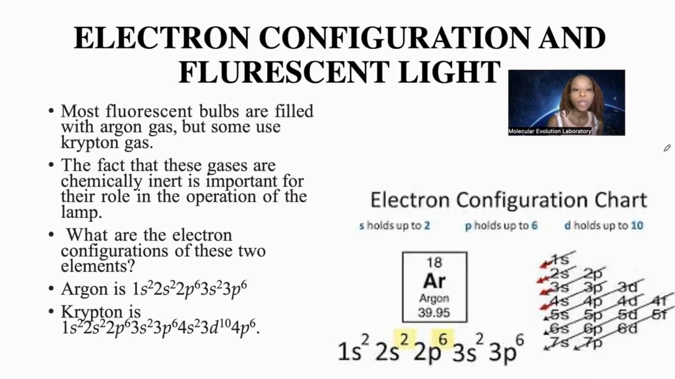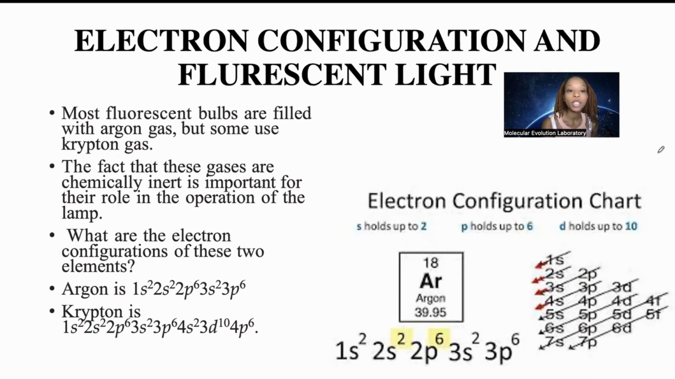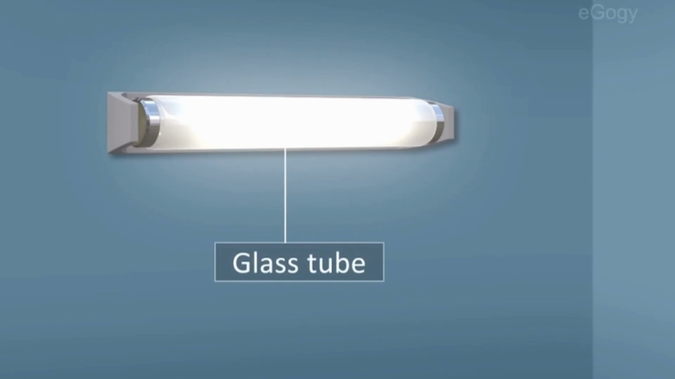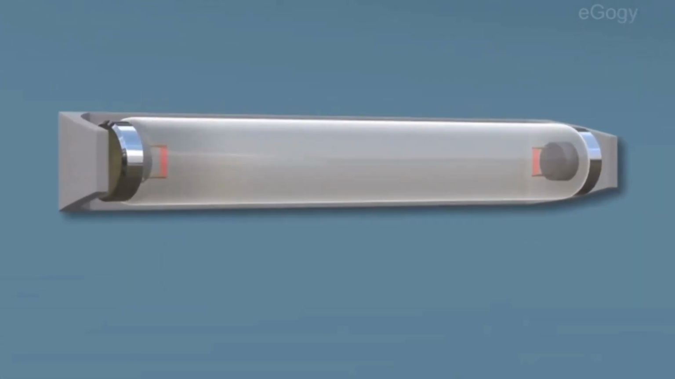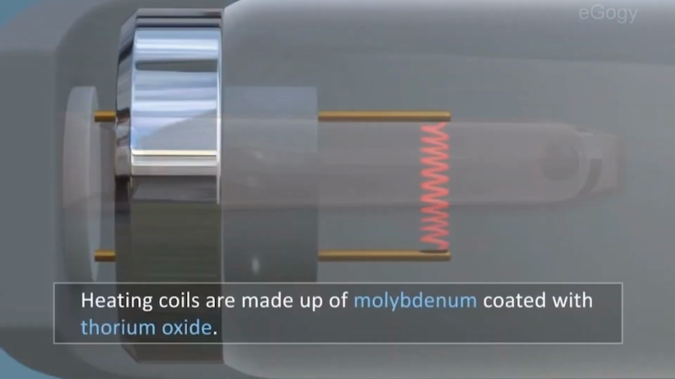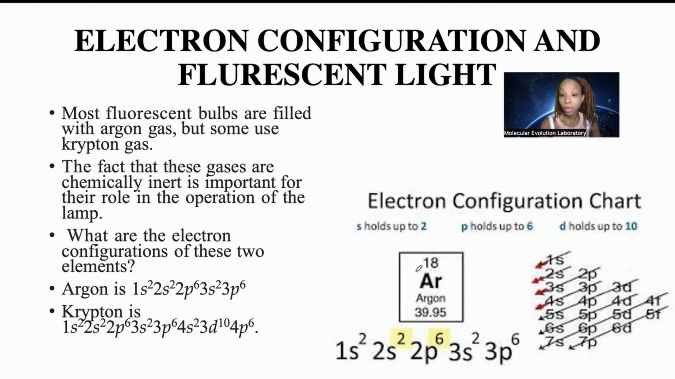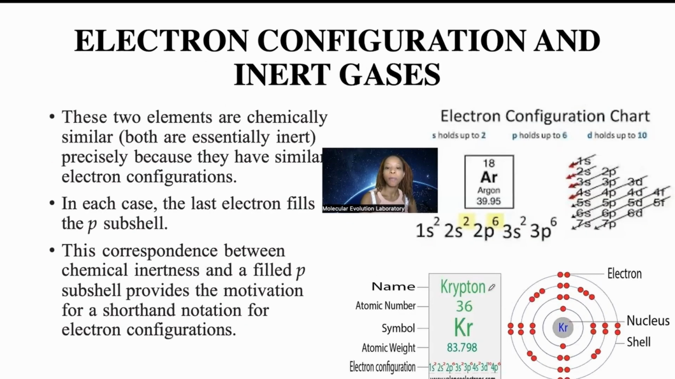Most fluorescent bulbs are filled with argon gas, but some use krypton gas. The fact that these gases are chemically inert is important for their role in the operation of the lamp. What are the electron configurations of these 2 elements? So I don't have to do this one again with you. The electron configuration for argon is simple. For krypton it is simple. All you need to know is the atomic number for each. This is the atomic number for krypton.